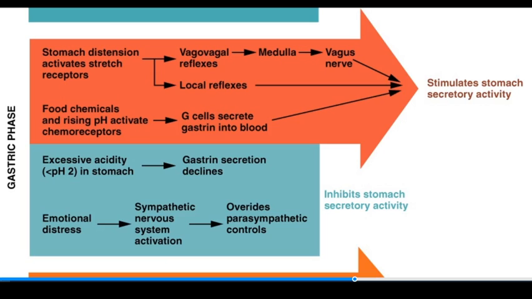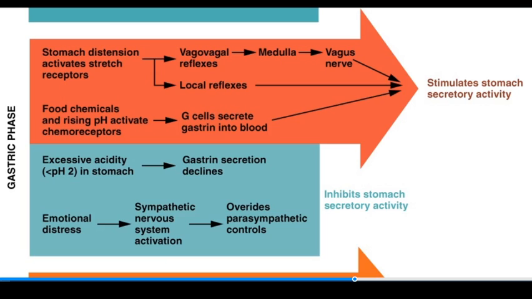Now, there is a very important negative feedback cycle built into this, which is when the pH in the stomach gets too low, less than a pH of 2, that will decrease the secretions from the gastric glands and decrease the amount of muscular activity. Just when the stomach gets too active, the acidity of the stomach can get pretty severe and potentially damage the stomach, so it slows itself down.